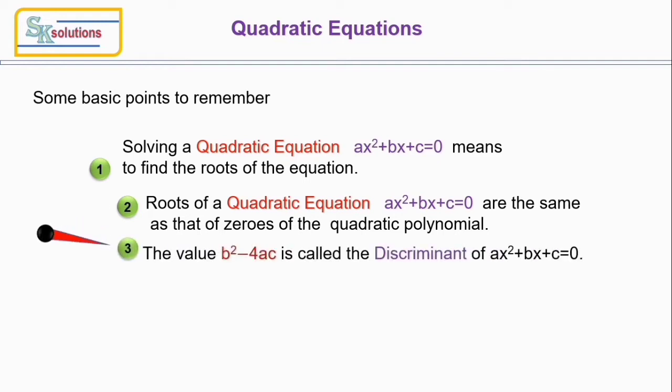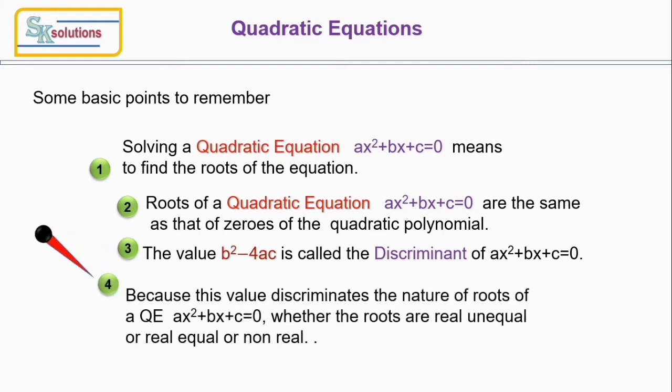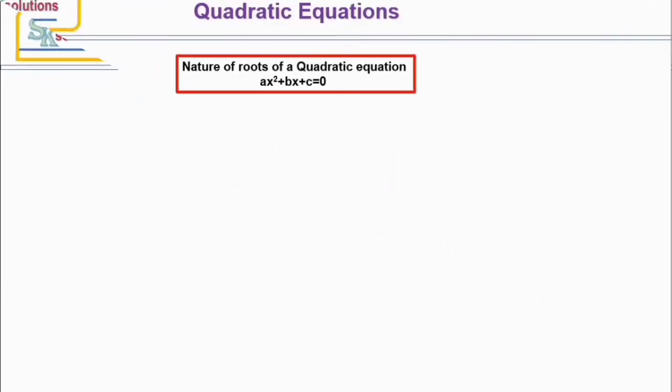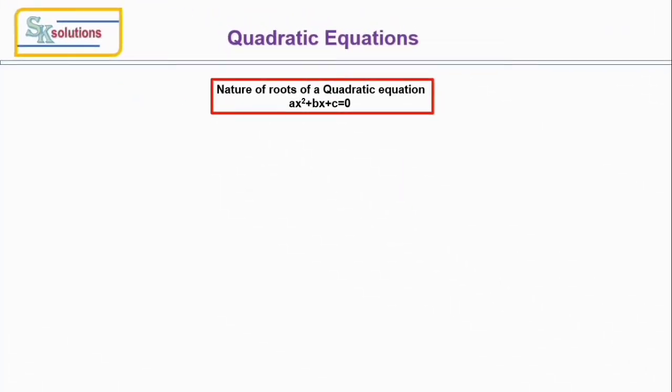The value b square minus 4ac is called the discriminant of ax square plus bx plus c is equal to 0, because this value discriminates the nature of roots of the quadratic equation, whether the roots are real and unequal, or real and equal, or non-real. Now let's see the nature of roots of a quadratic equation ax square plus bx plus c is equal to 0.